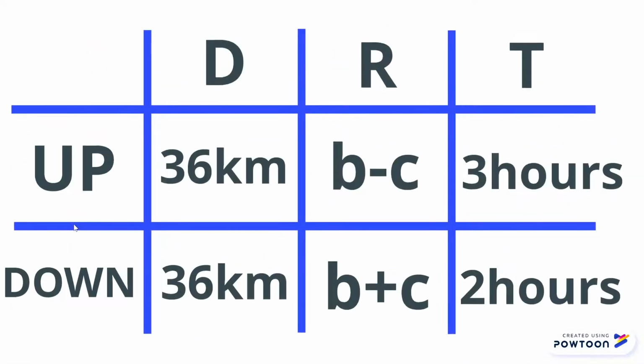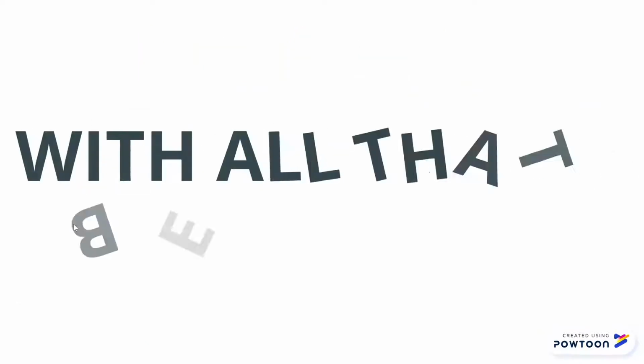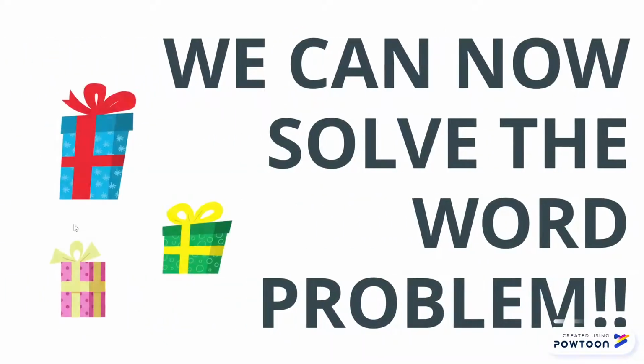As you can see on the table, the distance is the same, but the rate is different for upstream and downstream. Upstream is going against the current while the downstream is going with the current. The time for the two is also different, with upstream having 3 hours and the downstream having 2 hours. With all that being said, we can now solve the word problem.